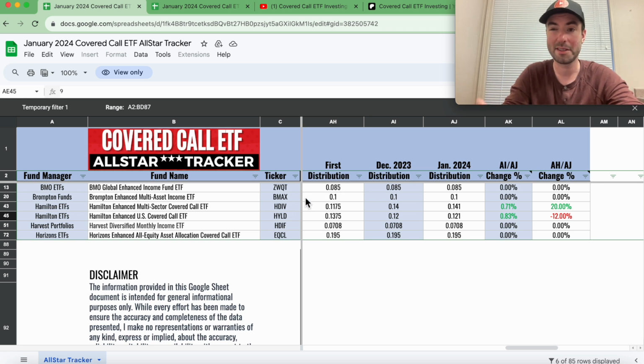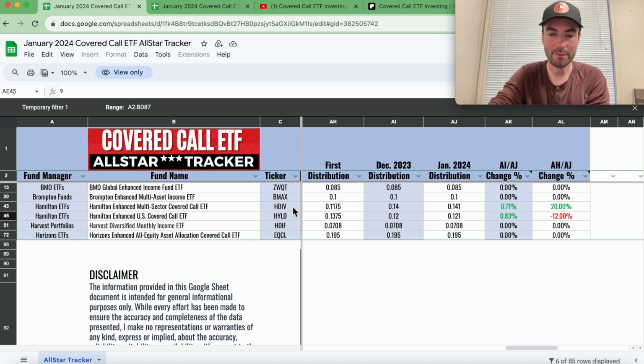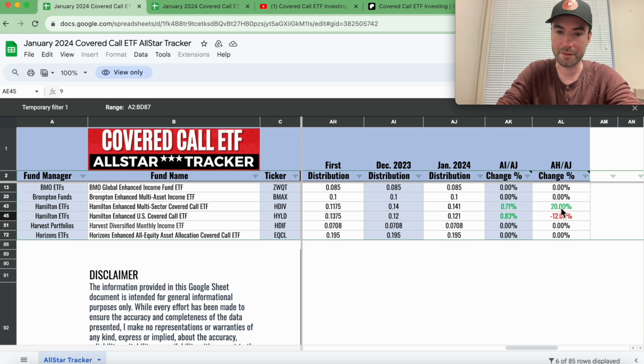Again, these are funds that are relatively new. They're under a year and a half old. HDIV and EQCL, again, only a couple months old. HDIF, late 2022 it came out, so no growth there. But what's more impressive has been HDIV. I think this came out in early 2021, so over the course of almost 3 years, it's grown its distribution by 20% on average. Call that, what is that? Almost 6.5%, something like that. Almost 7% over the course of 3 years.